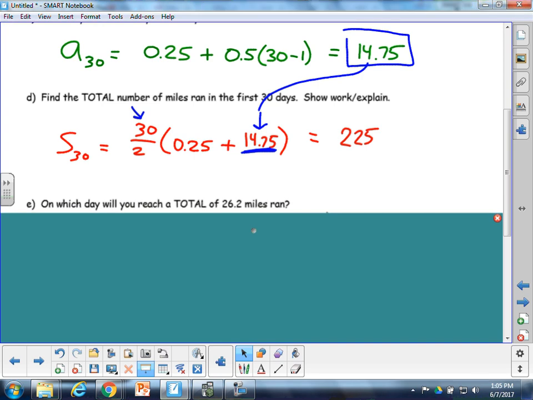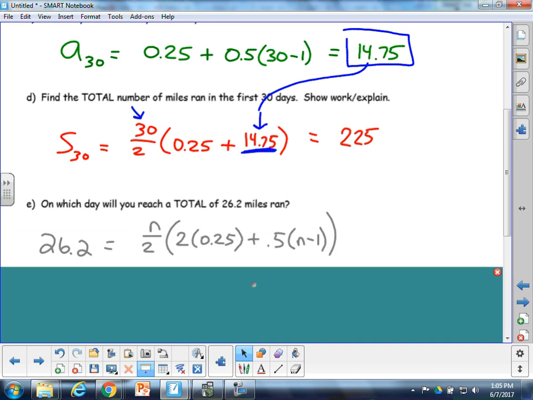Okay, so this one now, the calculator is going to be really helpful. Imagine you're running these distances, right? You run 0.25, then 0.75. On what day will you reach a total of 26.2 miles? So you're going to have to take the 26.2 and plug it in. That is the sum. The thing that's unknown here is the n value. So you're either going to have to solve a messy equation using some algebra, distribute, and it will turn into a quadratic because you have n's right here, and an n there and there. So it gets a little bit messy.